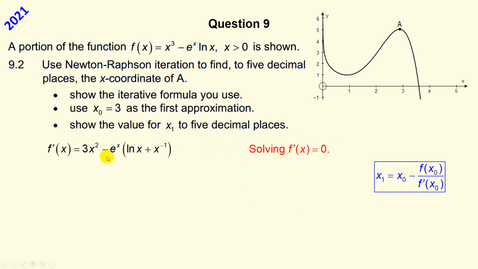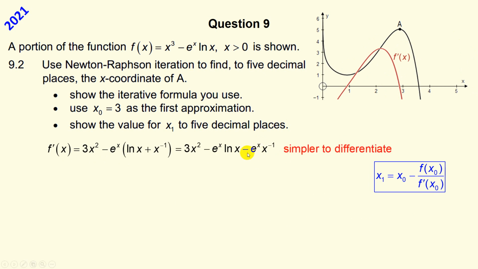We're solving for f of x equals 0. We're not solving for x equals 0. We're finding the coordinates of point A, but we're really finding where the derivative is equal to 0. In effect, we're finding the x-coordinate of the point of intersection, the x-intercept of the derivative graph, not the original graph, because we're trying to find where f prime of x is equal to 0. So I'm starting with that as my initial function.